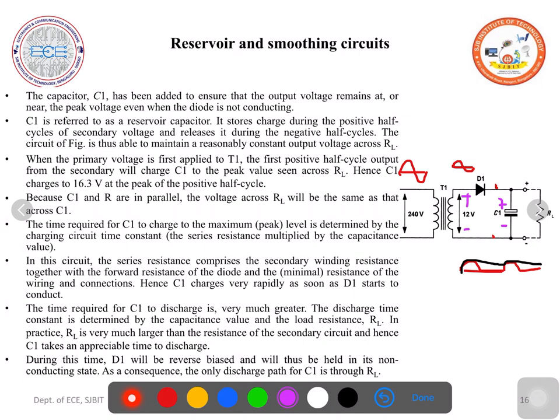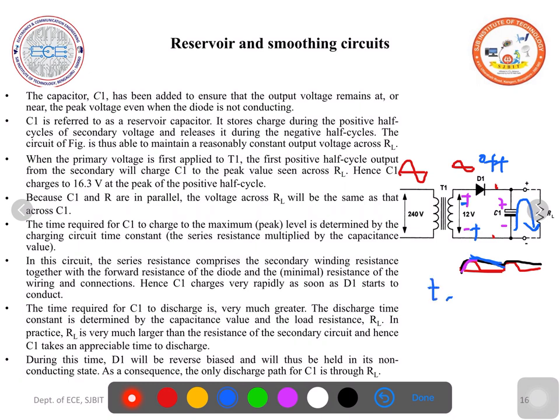So it will be charged to the peak voltage. In the negative half cycle, upper terminal will be negative, bottom terminal will be positive. The diode is reverse biased. No current flows. You can replace the diode by an open circuit. Now the discharge path for the capacitor is like this. Capacitor starts to discharge through RL. If RL is of very high value, capacitor takes more time to discharge.